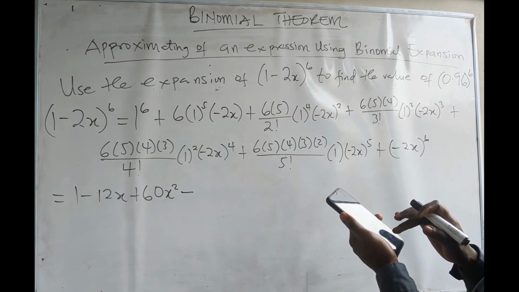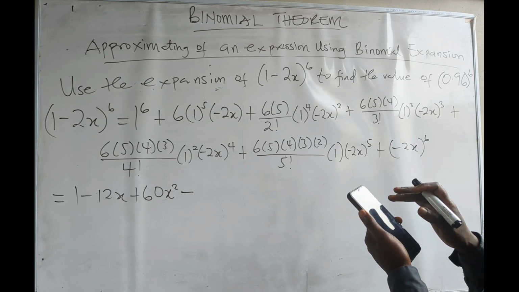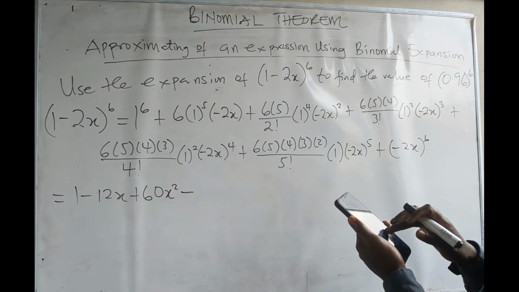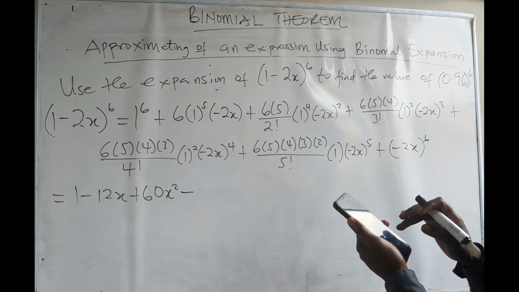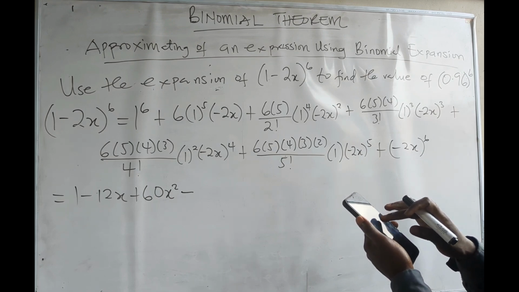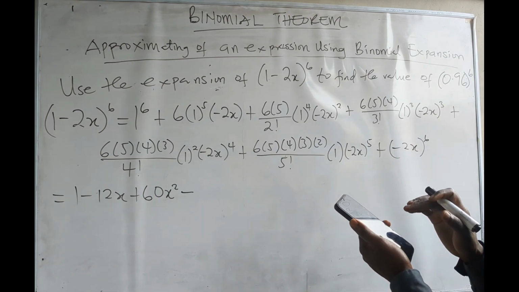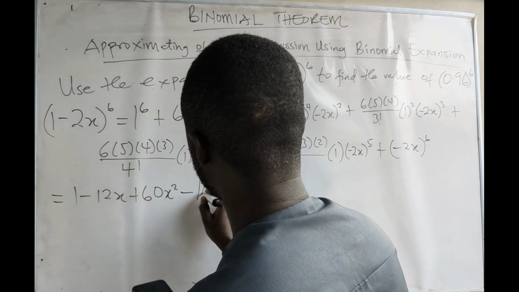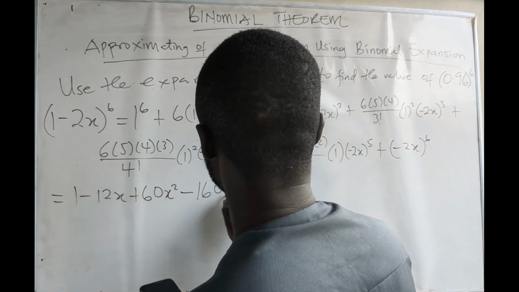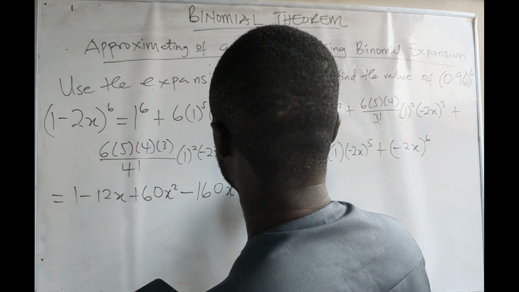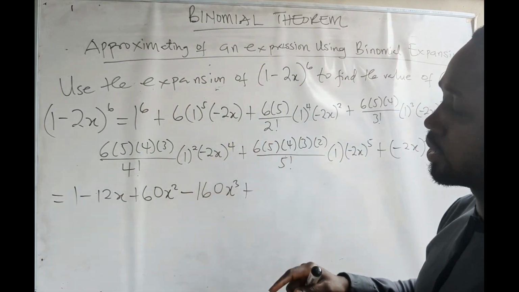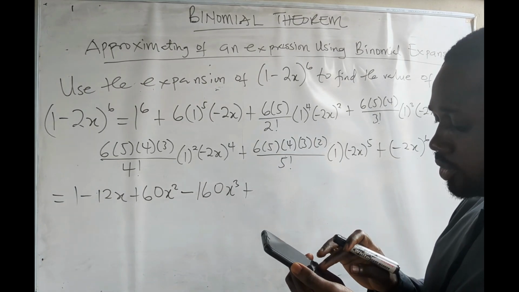3 factorial. So that is 3 times 2 times 1. Okay. Then negative 2 exponent 3. That will give us negative 160 x cubed. Then you'll be positive because with the negative, the exponent is even.